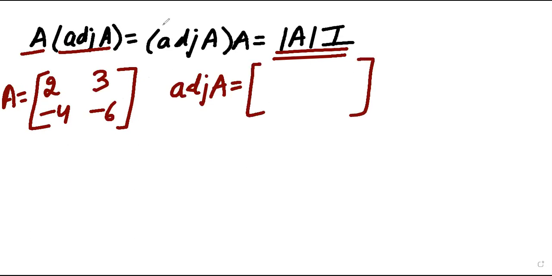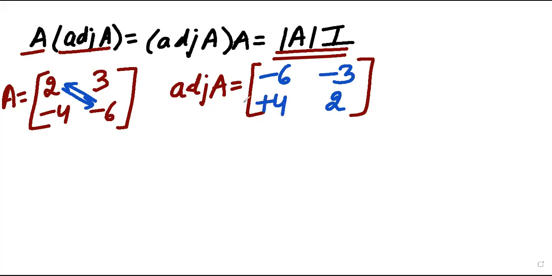Okay, what you have to do is only interchange these values. Interchange these values, so that is minus 6 here and here 2. Clear? And then change the sign of these. That is minus 3 and here plus 4.